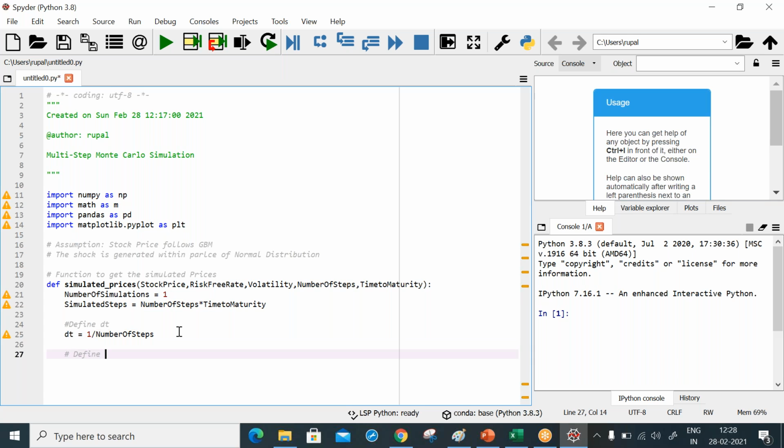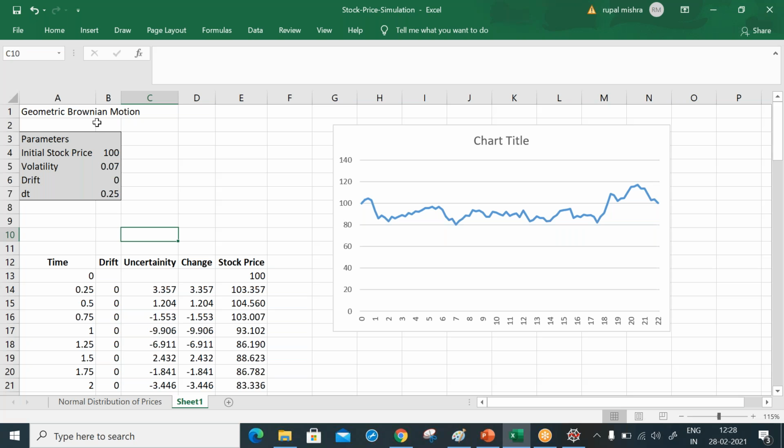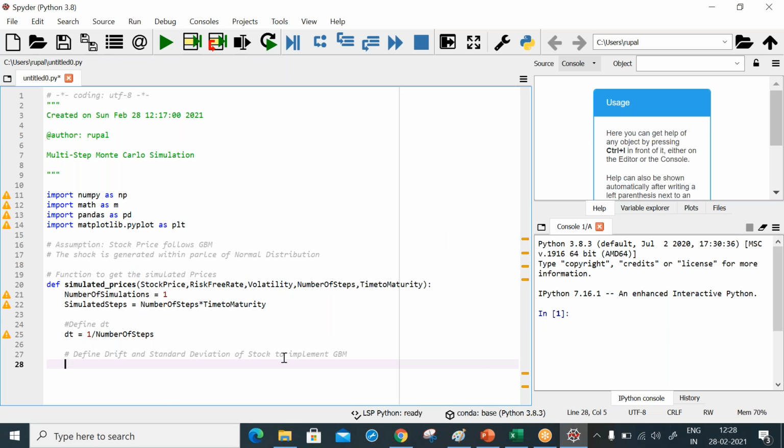Now next is define drift and standard deviation of stock to implement GBM, geometric Brownian motion. To implement geometric Brownian motion, what is the value of drift and standard deviation that we should be taking? That is exactly in our Excel column number B and C in our yesterday example that we took.